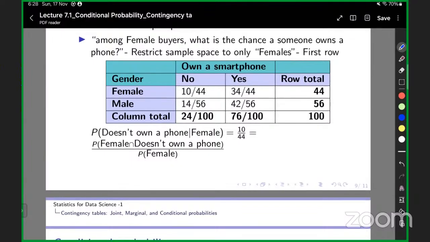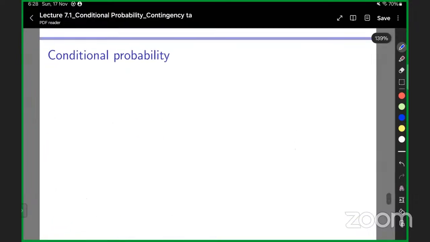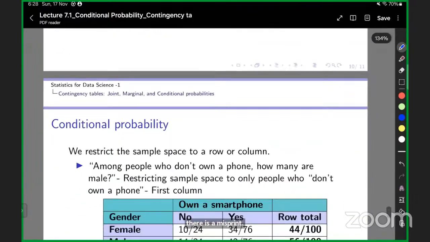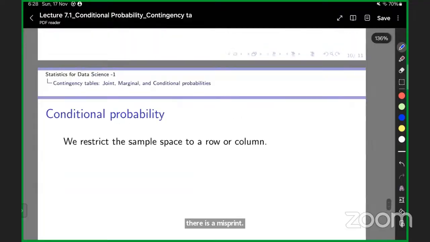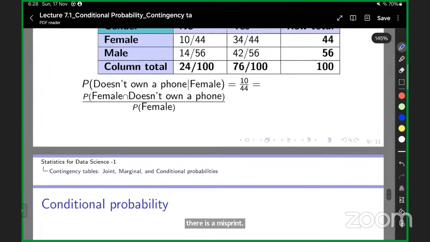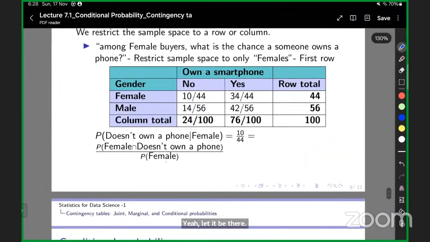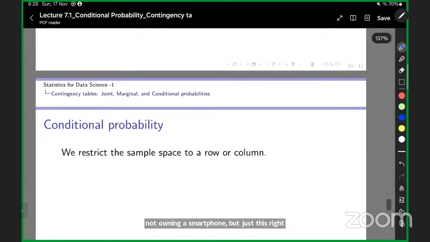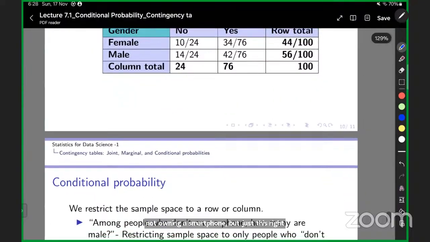There is a misprint, I think. So there could be a mistake. Yeah, let it be. This is a different question actually: female and not owning a smartphone, so you have to choose this one. Female and not owning a smartphone is this, but the question is female and owning a smartphone. So we did that.